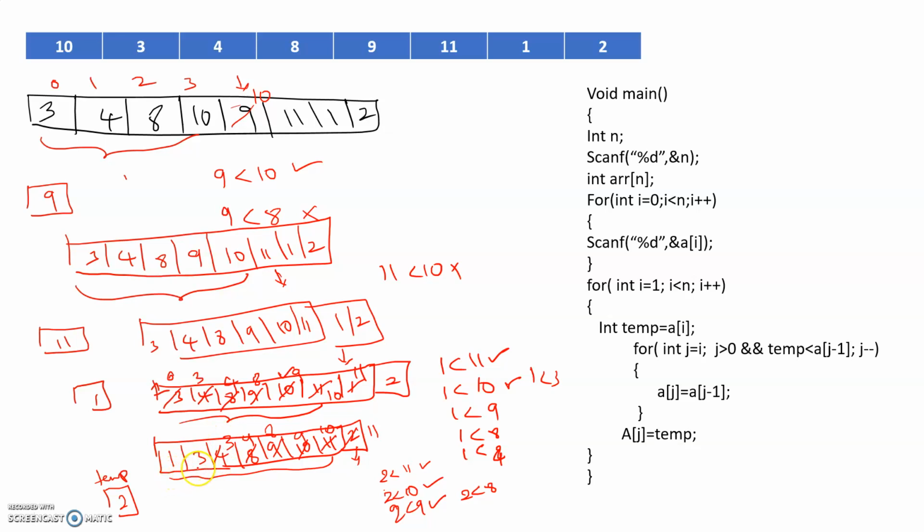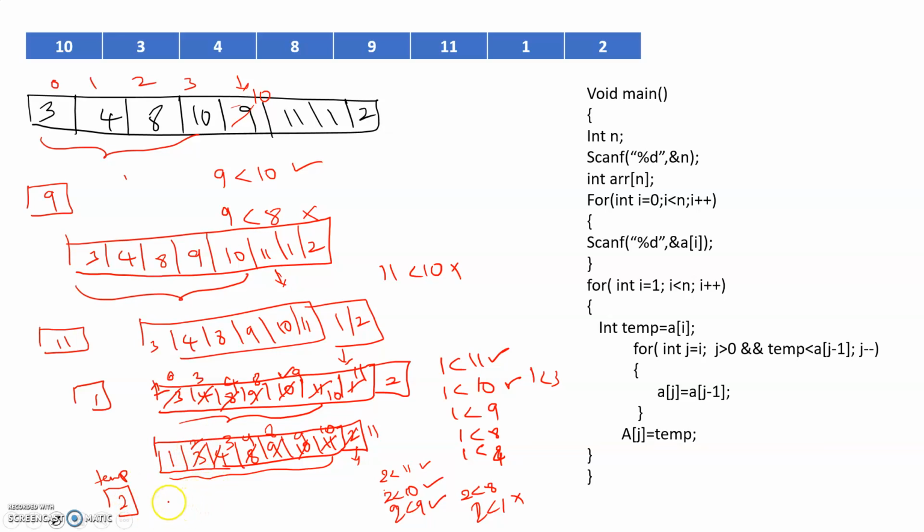Next, it is going to compare with the first index position. Whatever the value you had, 1, 2 less than 1, condition false. So I am going to place the element next to your 1. I am going to place the value 2 next to your 1. So I am going to copy this 2 and overwrite on this particular index position.